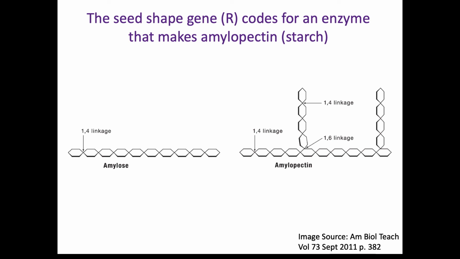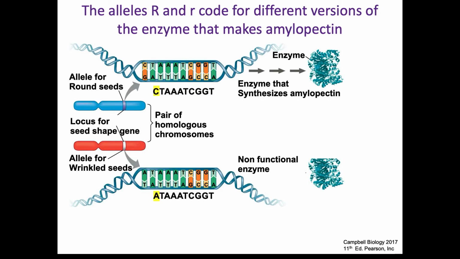If you remember what alleles are, they're different forms of a gene. And if they're different forms of the same gene, then both alleles must be coding for that same enzyme. So why the difference in phenotype? Well, let's take a look at what the difference is between the round allele and the wrinkled allele.